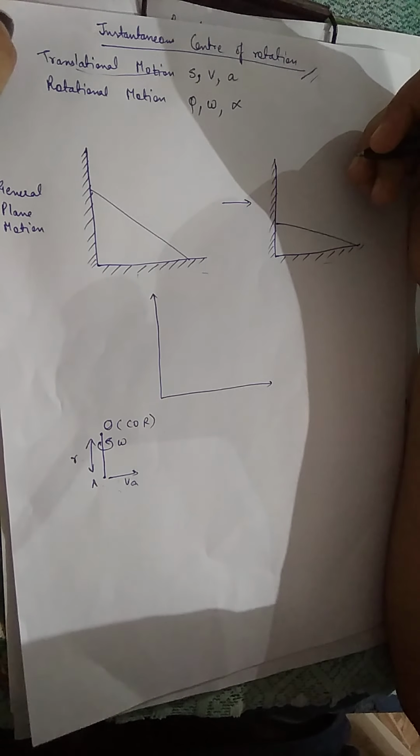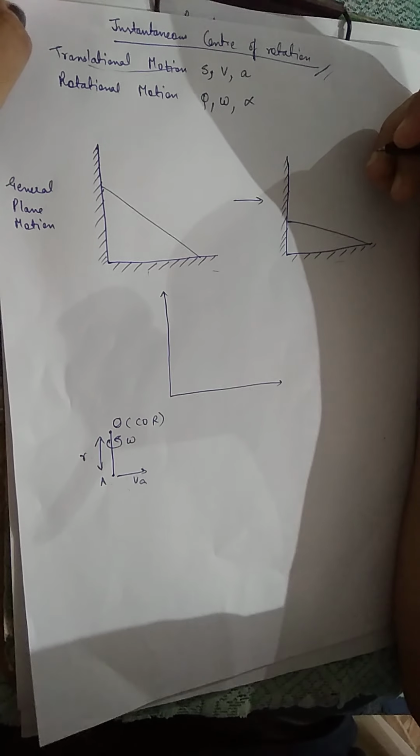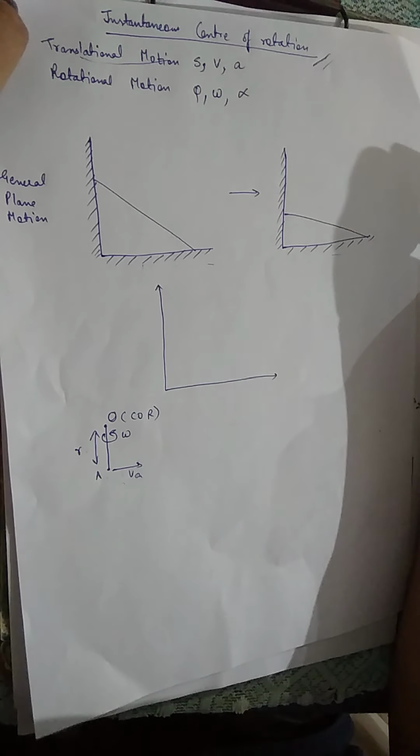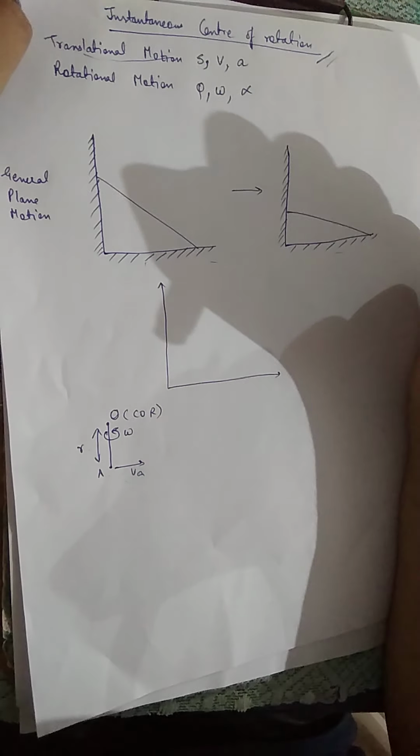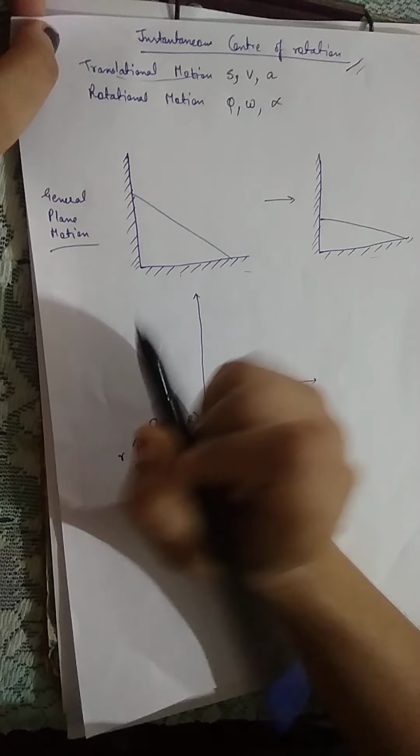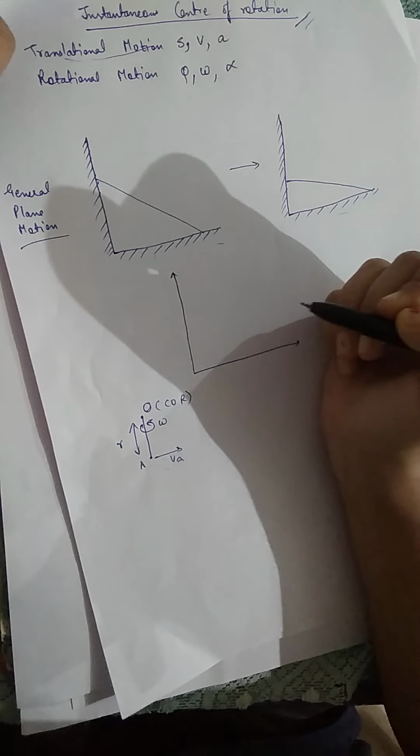But if there is a scenario in which both of these motions are happening, in that case it becomes complex to deal with such a situation. So we are going to see what we can do in such type of motion. Such type of motion is called general plane motion. And here we are taking one example.